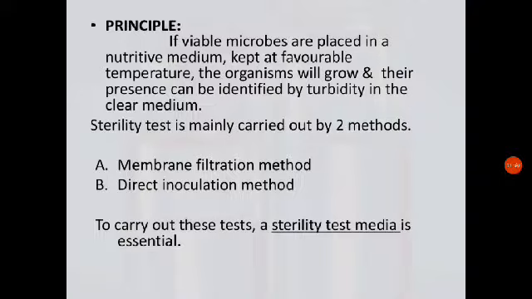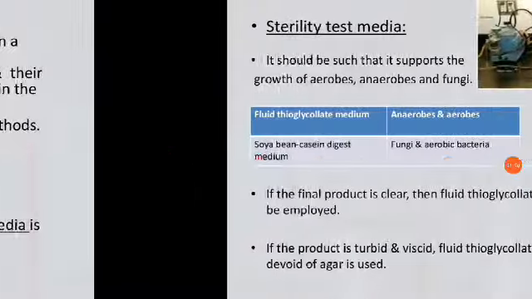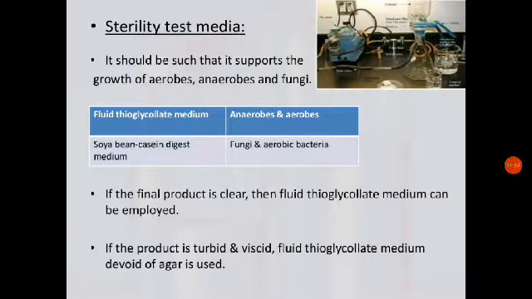So generally the sterility testing is done by method A and method B. Method A is called the membrane filtration method and method B is the direct inoculation method. And the sterility media is also important, that is you can use fluid thioglycolate medium or soybean casein digest medium based on the nature of the organism.